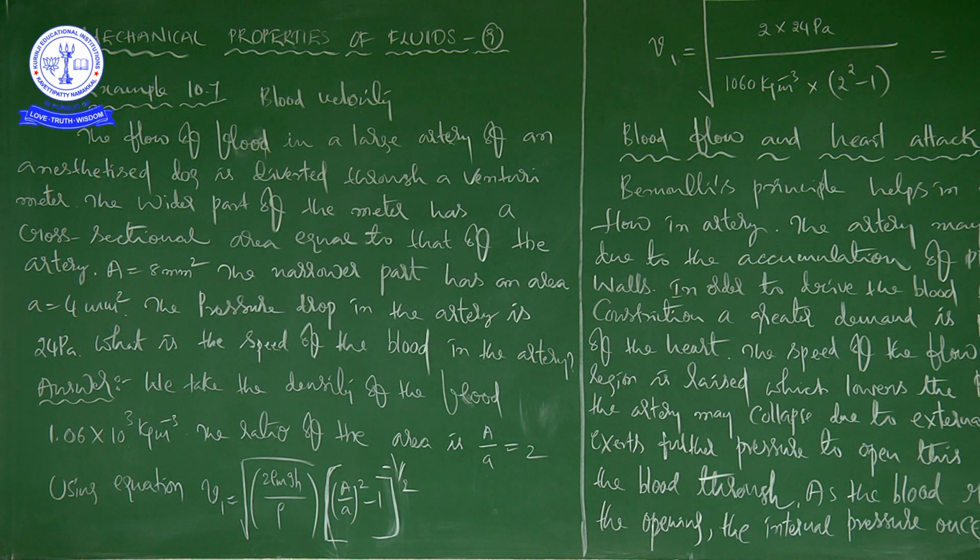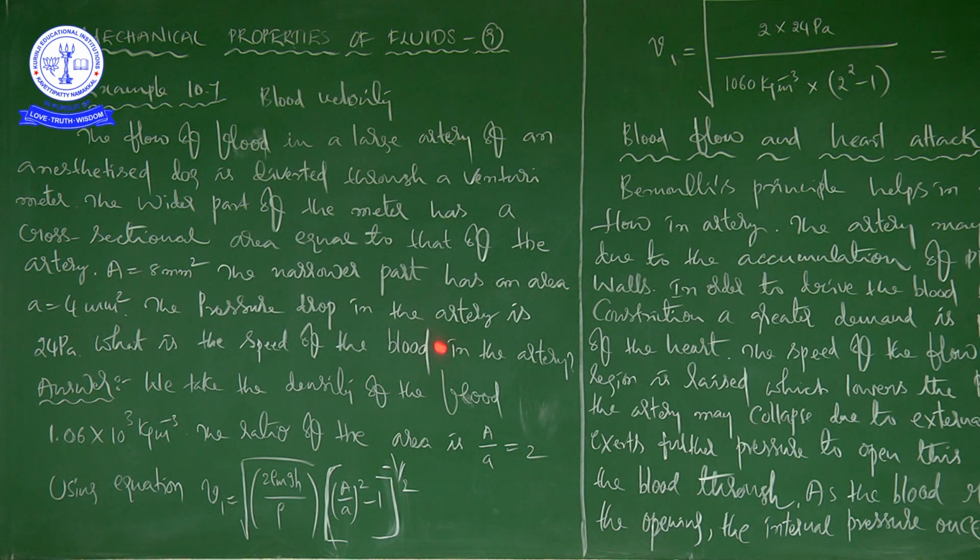Okay, right. So please observe carefully what they have given. The flow of blood in a large artery of an anesthetized dog is diverted through a venturi meter. The wider part of the meter has a cross-sectional area equal to that of the artery. That is what they have given. A is equal to 8 millimeter square. This is the area of cross-section of the wider part.